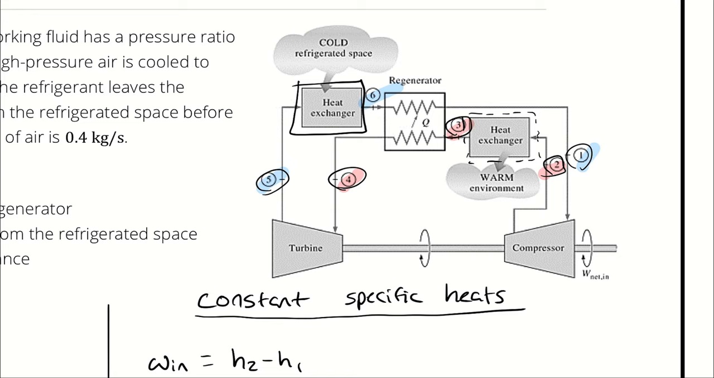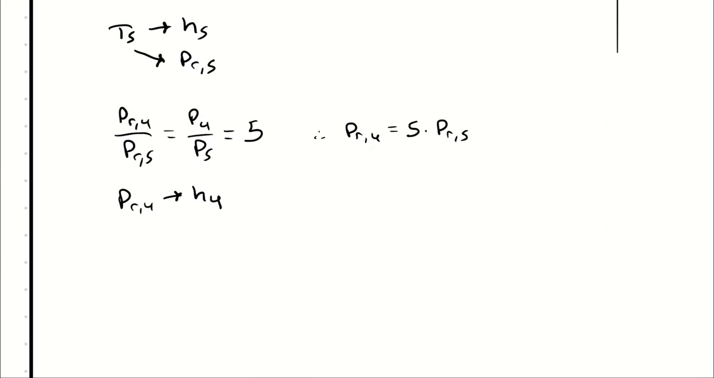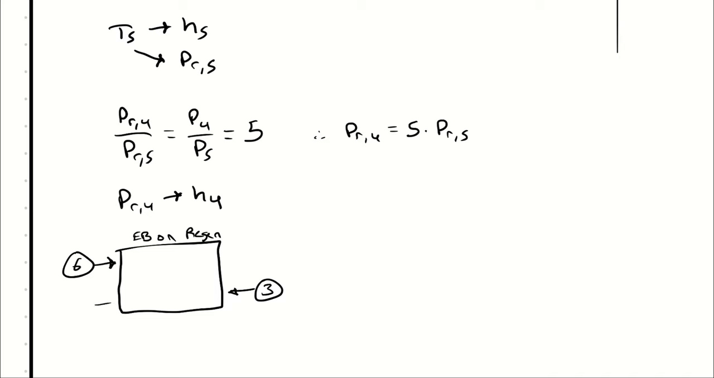Furthermore, we will recognize that the heat exchanged across the regenerator is going from one side to the other. We're going from the hot side to the cold side. The amount of heat leaving the hot side is going to be equal to the amount of heat entering the cold side. So if we know H3, H4, and H1, we can figure out what H6 had to be. Again, the regenerator has entering energy in the form of 3 and 6, exiting energy in the form of 1 and 4, and the heat leaving the hot side is going into the cold side.